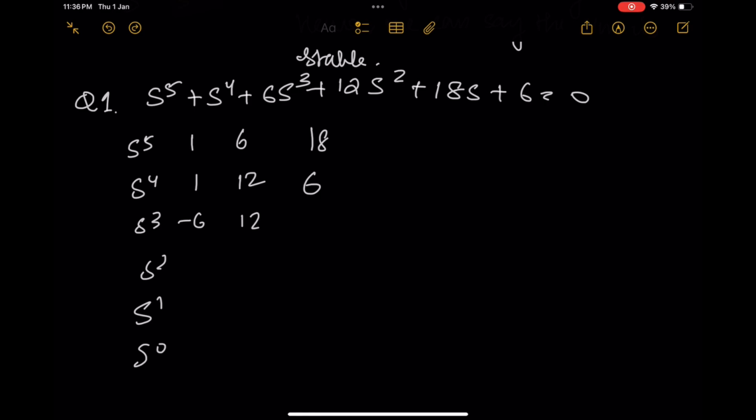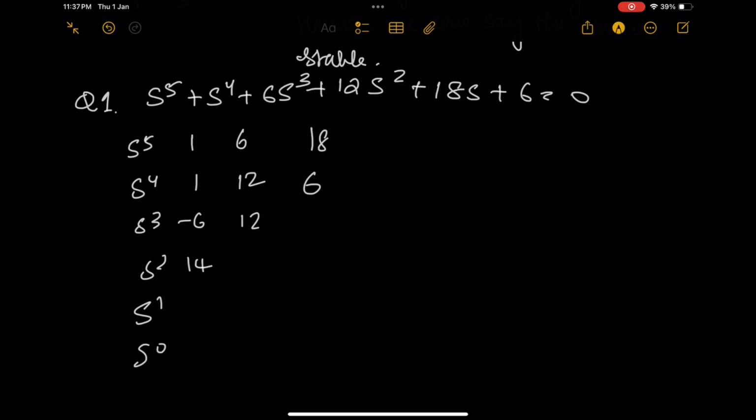So in order to find the value in the next row, we are going to repeat the same procedure that we have done. It is minus 6 into 12, minus 12, divided by minus 6, and that value will be 14. So I'll be writing 14 directly.